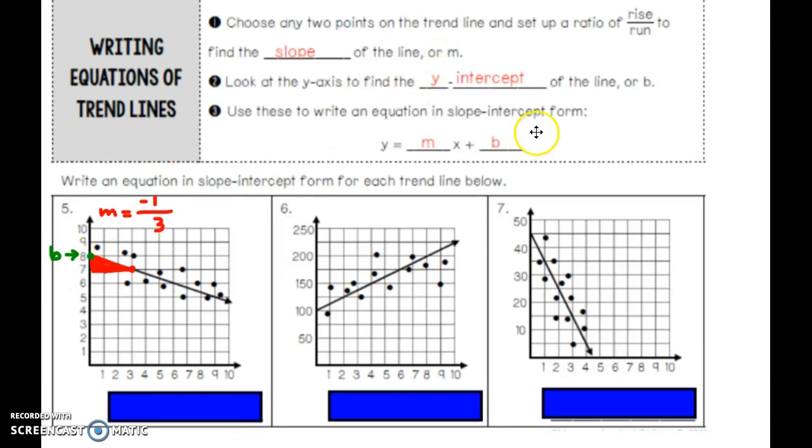Putting that information together in slope-intercept form, we're going to write our equation y equals, and we're putting our slope, -1/3 x, right here. And we're putting our y-intercept at the end, +8.